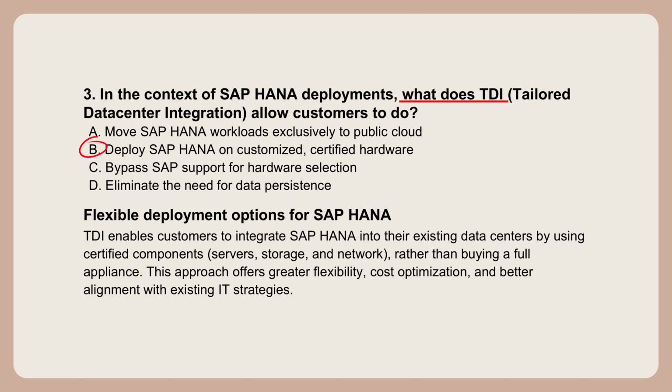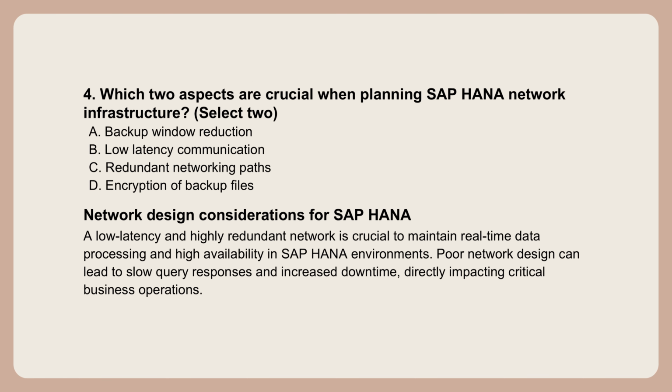Interesting. Okay, let's talk networking. Absolutely fundamental. Question 4 asks, which two aspects are crucial when planning SAP HANA network infrastructure? Critical topic. The answers are low latency communication and redundant networking paths. We all hate slow networks, but why crucial for HA? They're basically non-negotiable. SAP HANA's speed relies on super fast data exchange between its parts. Low latency is paramount. Any delay hurts performance directly. Significantly. It can just kill the benefits of the in-memory design.